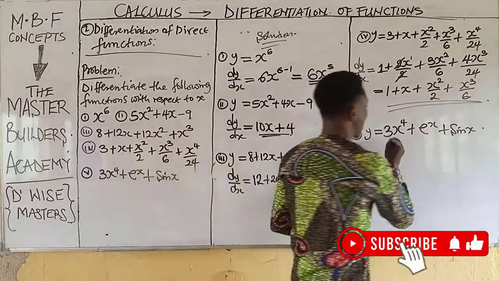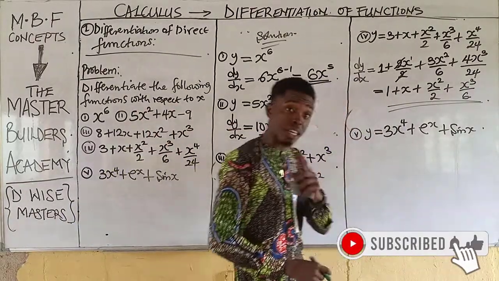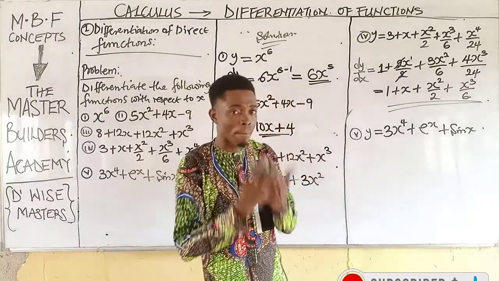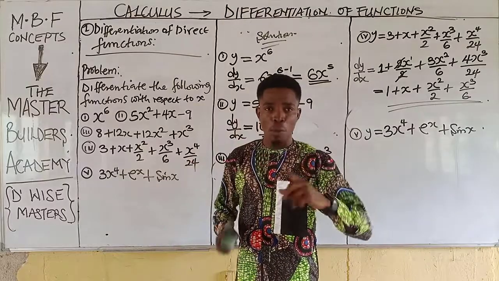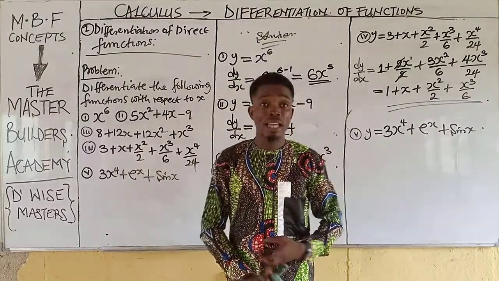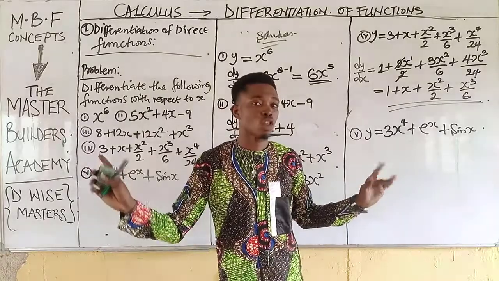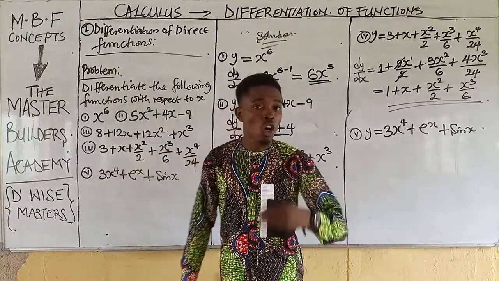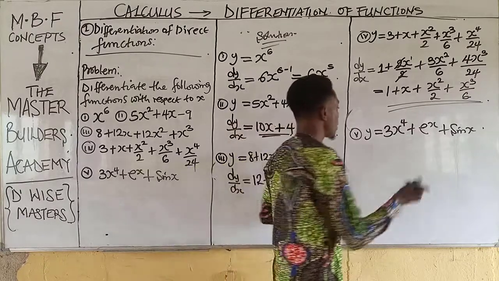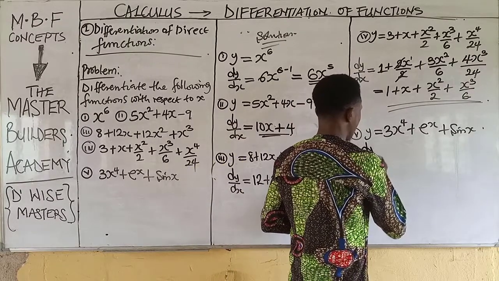All you need to do is to identify the functions that are here. And you see the reason why I said this is called direct function, because it can be a combination of different functions, but the relationship between these functions will either be what? Negative sign or positive sign. Not multiplication, not division, and not exponent. Are we there? Now, all we need to do is to differentiate these functions individually.